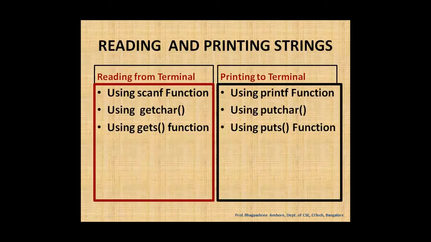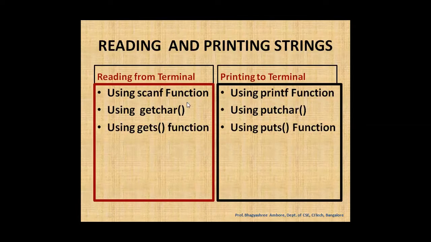Now we'll see the operations which can be performed on strings: reading and printing the strings, comparing two strings, copying one string to another string, joining two strings, and searching a part of a string in the main string. The substring we are searching in a main string. These are the main operations which we can perform on our strings. In that, the first one is reading and printing the strings. For reading, that is reading a value from the terminal, we can use the scanf function, the getchar function, the gets function. To print it to the terminal, we can use the printf function, the putchar function, or the puts function.